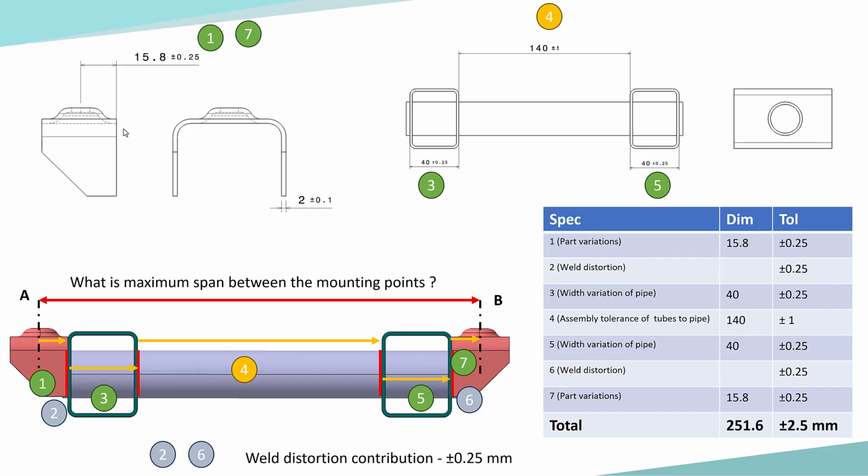We are only using coordinate tolerancing and dimensioning technique. There is no GD&T over here. So that is specification number 1 and also specification number 7, which is this. So both are the same, 15.8 plus or minus 0.25.